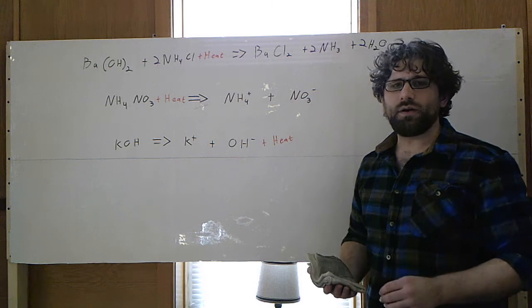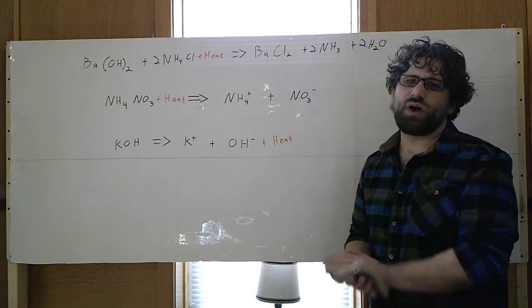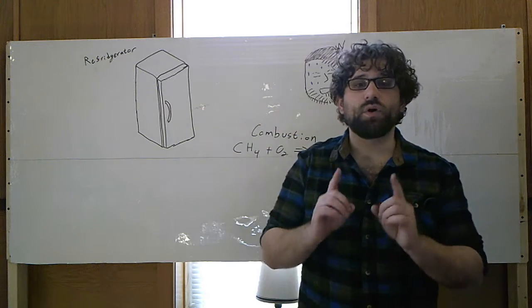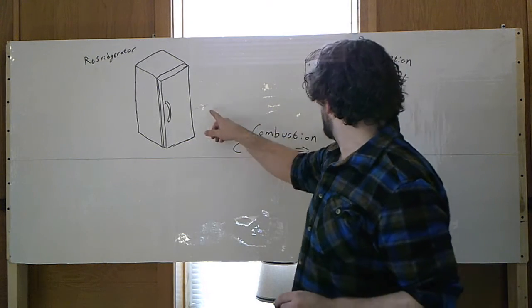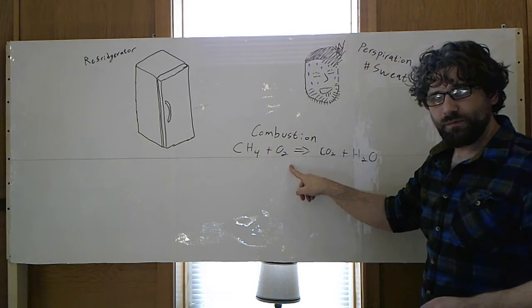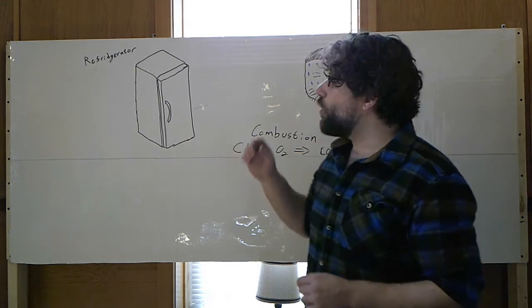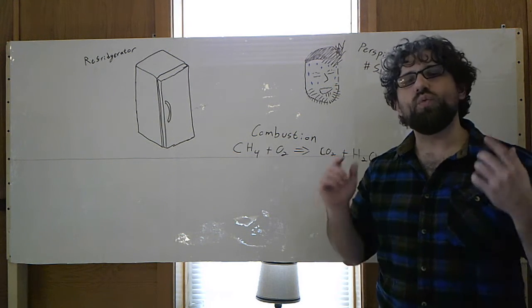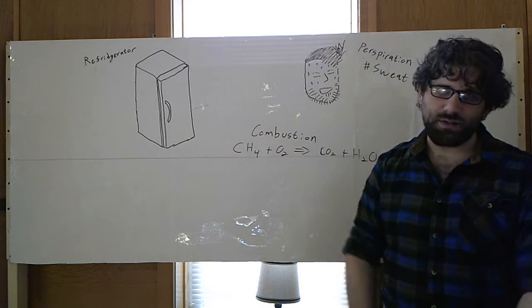And in order to do that, we're going to look at three specific processes. All right, so the three processes that we're going to look at are refrigeration, perspiration, and combustion. What we're going to try and figure out is which direction does the energy go and why, and where does it naturally want to go.